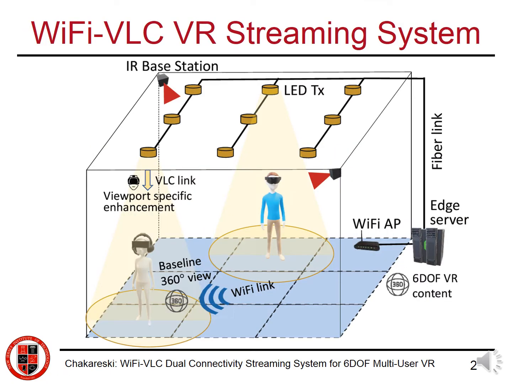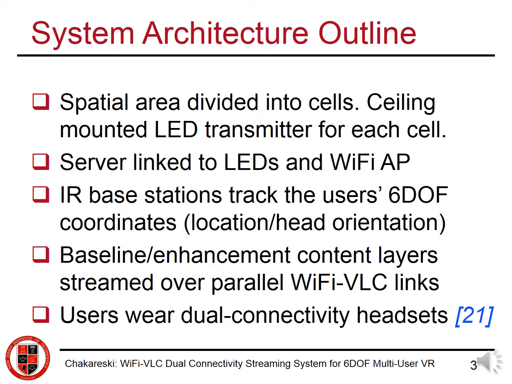Our indoor VR arena system comprises an edge server that streams 6 DOF content to mobile VR users using two wireless technologies, visible light communication or VLC and Wi-Fi. We divide the spatial area of our arena into cells, and there is a ceiling-mounted LED transmitter above each cell. The server is linked to the LEDs and the Wi-Fi access points using fiber optic links and controls them.